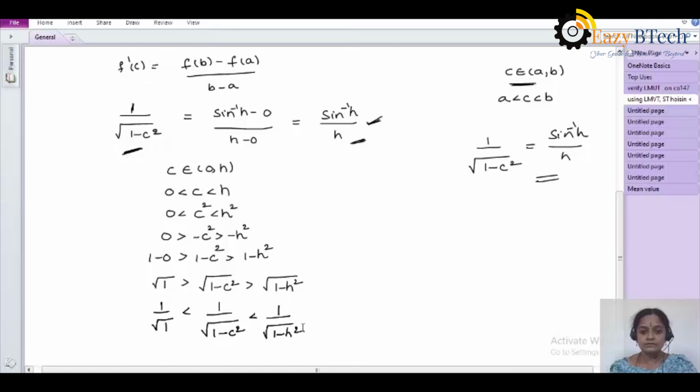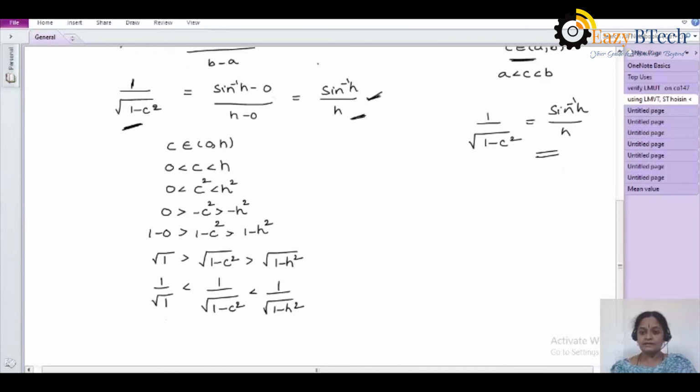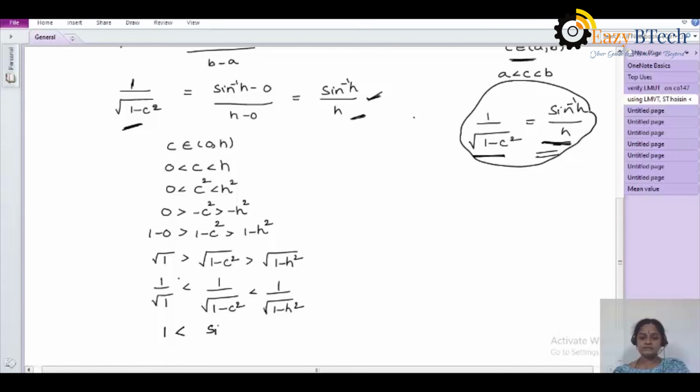So now, please remember one value. What is that value here? 1 by root of 1 minus c square is equal to sine inverse h by h. This total value, substitute this value in the middle. This proof: 1 by root 1 is 1, less than 1 by root of 1 minus c square, which is sine inverse h by h, and less than 1 by root of 1 minus h square.